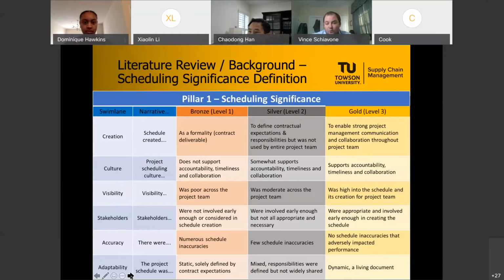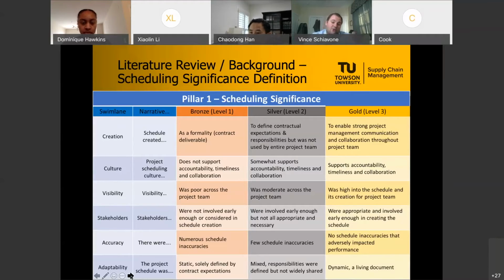So as I said, we're only going to show one pillar here, and we're only really going to talk about scoring and recommendations for one single swim lane, creation, but we made 5 of these pillars. So you can see it's pretty involved, and this is only one part of the model, but this is to show that these are the swim lanes that we consider important when talking about the pillar scheduling significance.